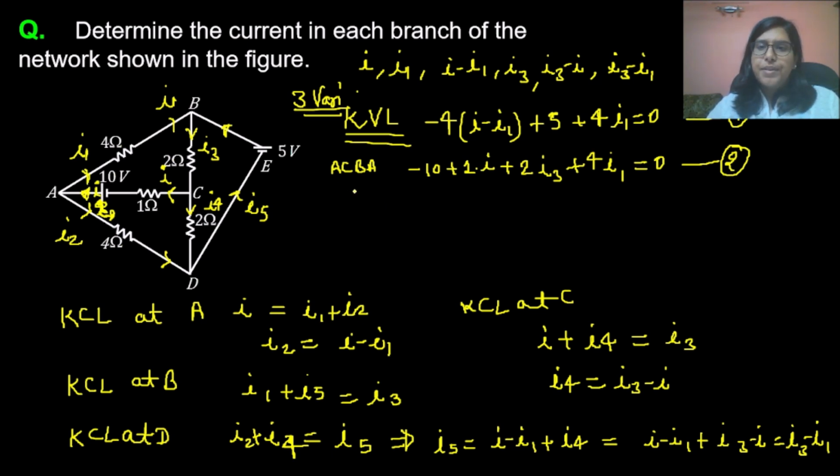Now one more equation we need. So if we move in this circuit, we start from D, E, B, C, D. So from D to E there is nothing. E to B there is a battery moving low voltage to high, so that means plus 5. Then moving in the direction of current, that means minus 2 into I3. Moving in the direction of current, minus 2 into I4. I4 is I3 minus I.